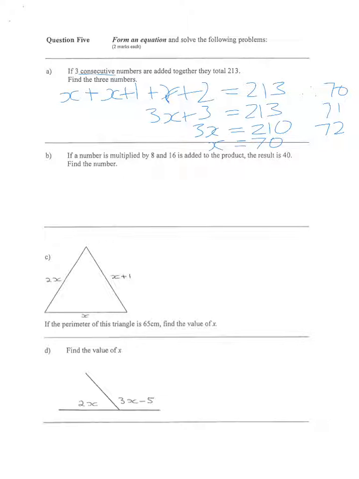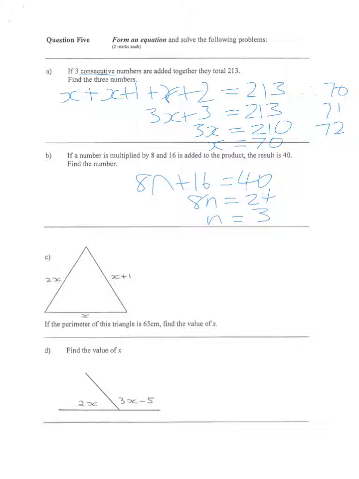If a number is multiplied by 8 and 16 is added to the product, the result is 40. So let the number be n. So 8 multiplied by n plus 16 equals 40. Take away 16 both sides. 8n equals 24. Divide by 8. n equals 3.